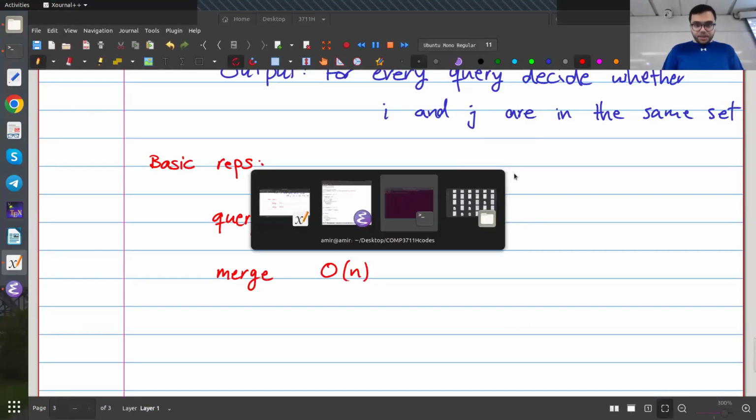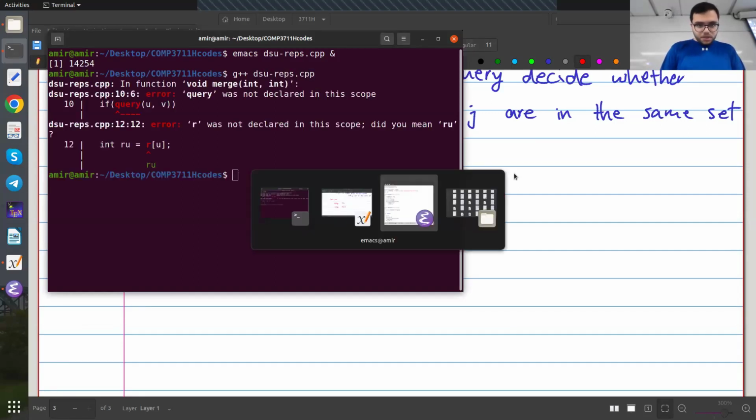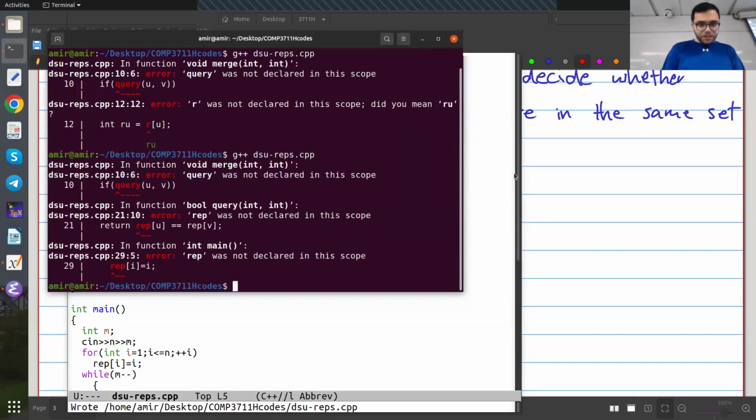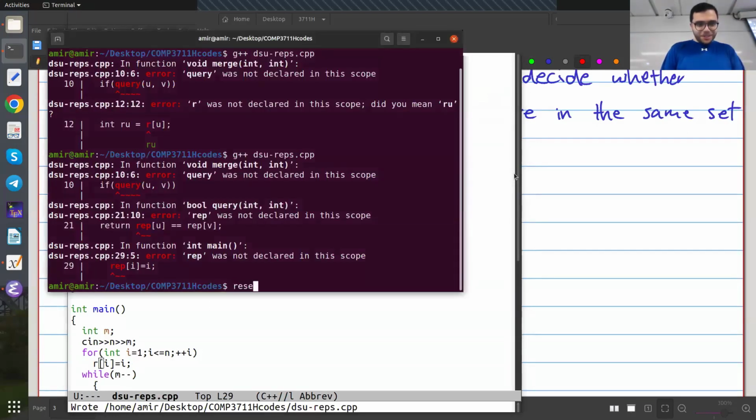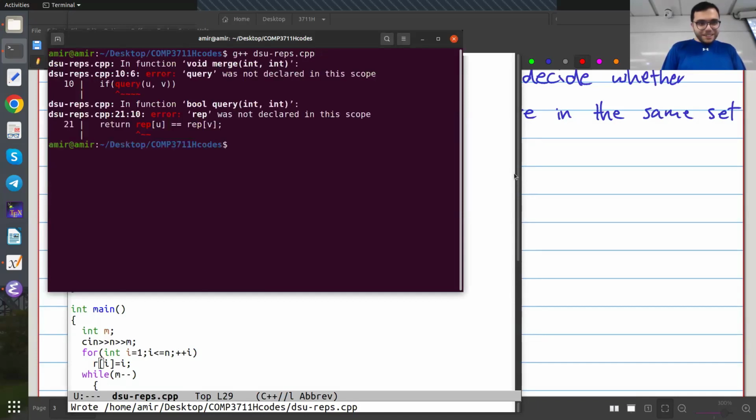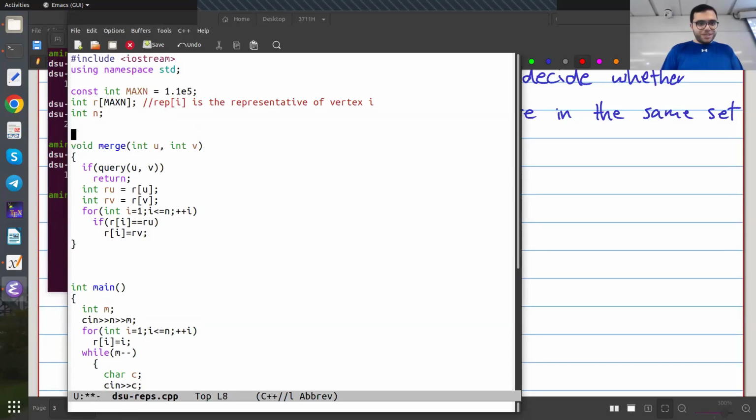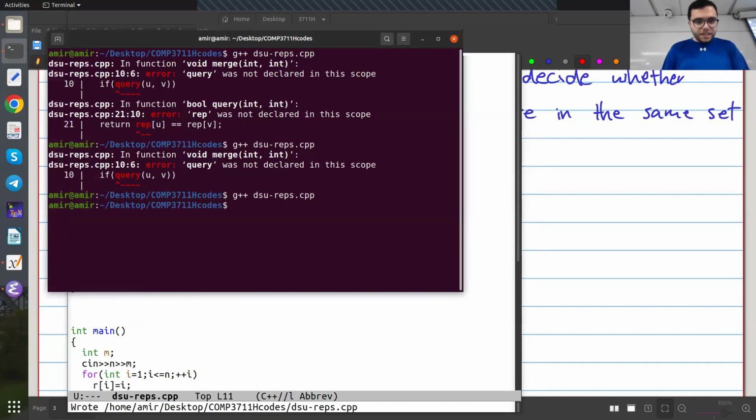Okay, so let me see if this works. Oh, I called it rep and then I wrote R. Sometimes I write rep, sometimes I write R. Okay, let's just use R. So, because I'm using it here. Okay.